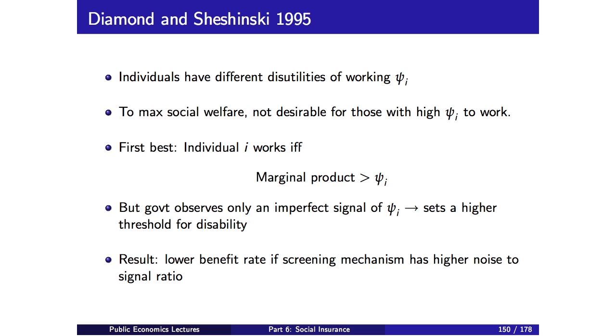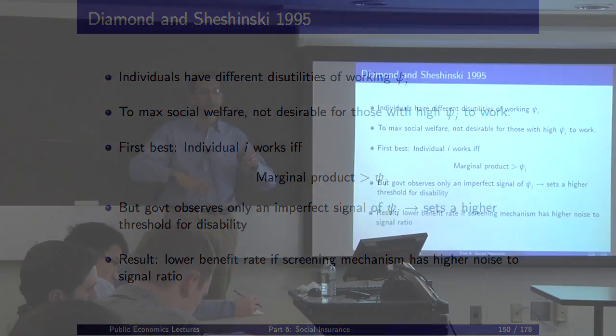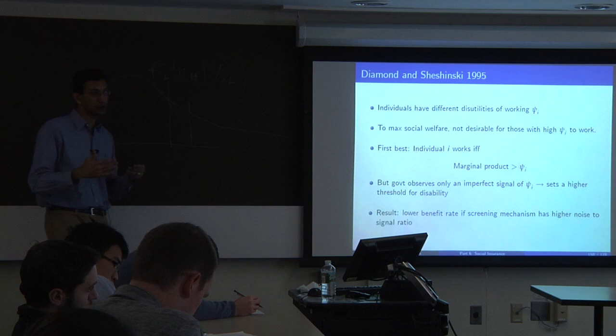exceeds his disutility of labor. The problem is that the government observes only an imperfect signal of the individual's disutility of labor. And so they're going to set a stricter screen. They're going to want to give DI to fewer people than you would in the first best, for incentive reasons, and you're not going to give perfect benefits. You're not going to give perfect insurance, because if you did, then everybody would be trying to claim the DI system, right?